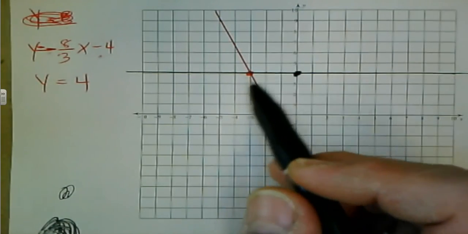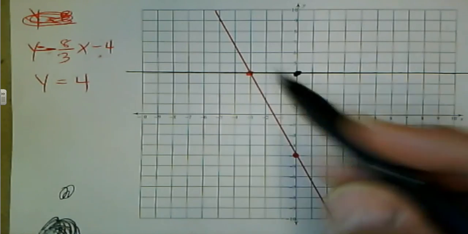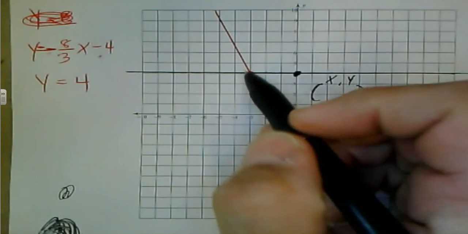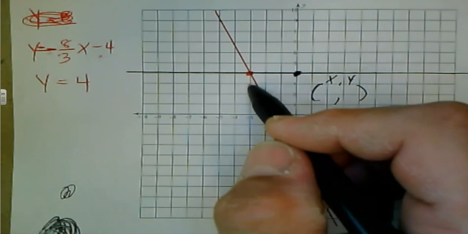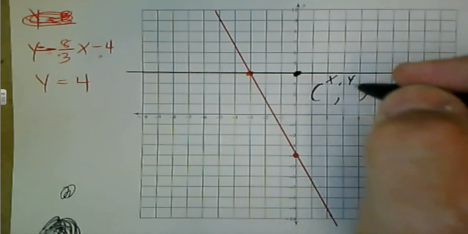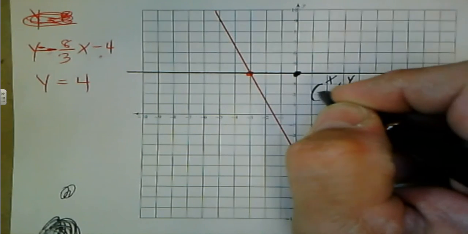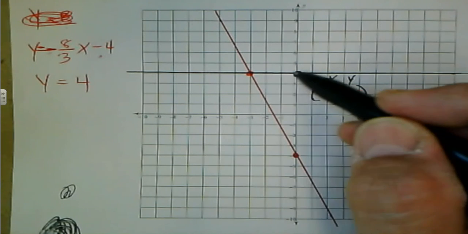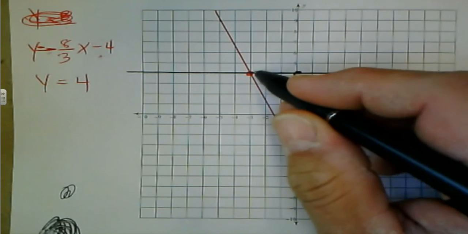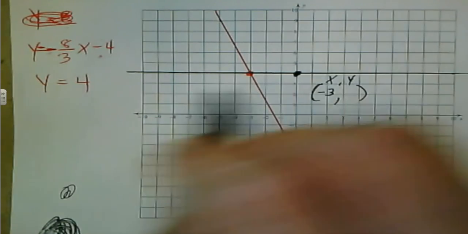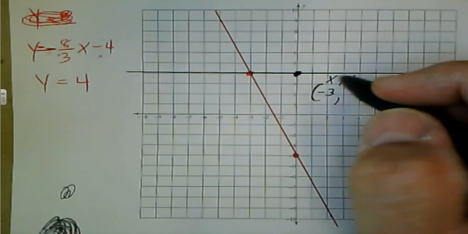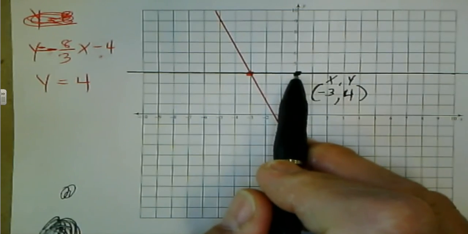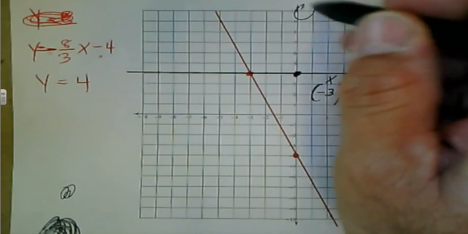All right, where do these two intersect? Right here. Can anybody give me that point? It's the x and the y. What's the x value? Go straight down to the x-axis. What is it? Negative 3. What is the y? Go straight over to the y. Right there. If you go straight over, you can see it touches on the y-axis at 4.